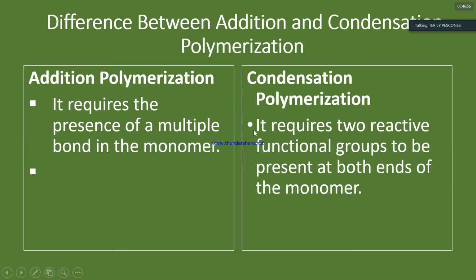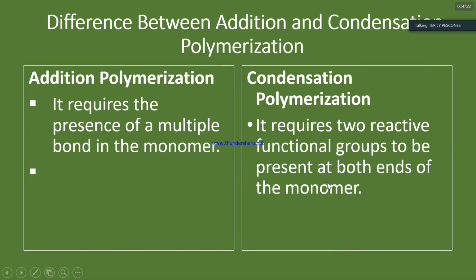Okay, so the difference between addition and condensation polymerization: addition polymerization requires the presence of multiple bonds, yung double bond at saka triple bond. Kung sa condensation naman, ano ang kailangan? We have the functional groups to be present at both ends. Okay, hindi ko lang nailagay.